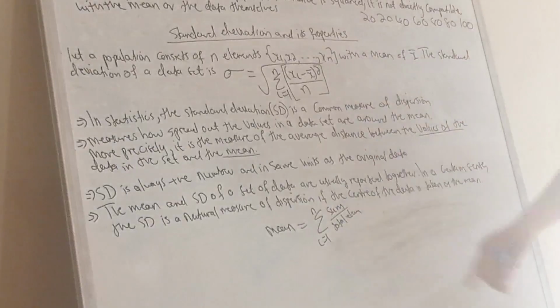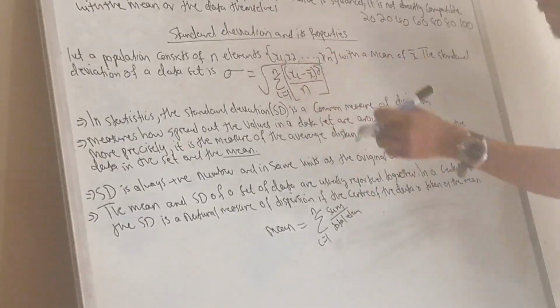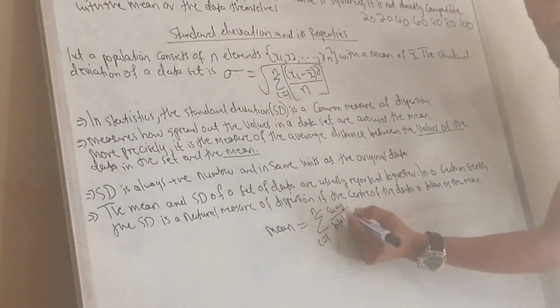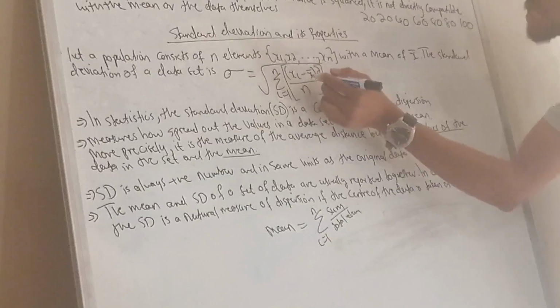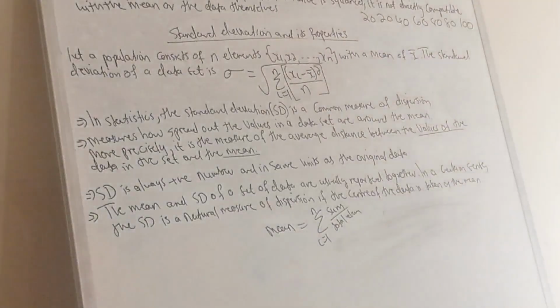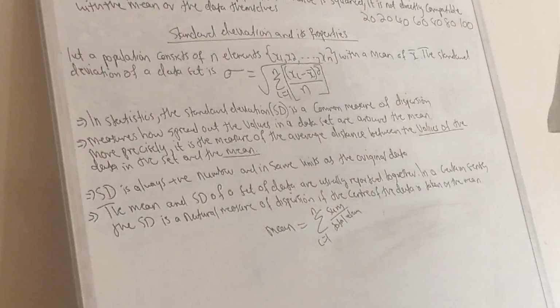Then the standard deviation: you take the first element, subtract it from the mean, and then you square that. That's a huge difference, a very big difference. Yet the mean and the standard deviation of a set of data are usually reported together. Why?